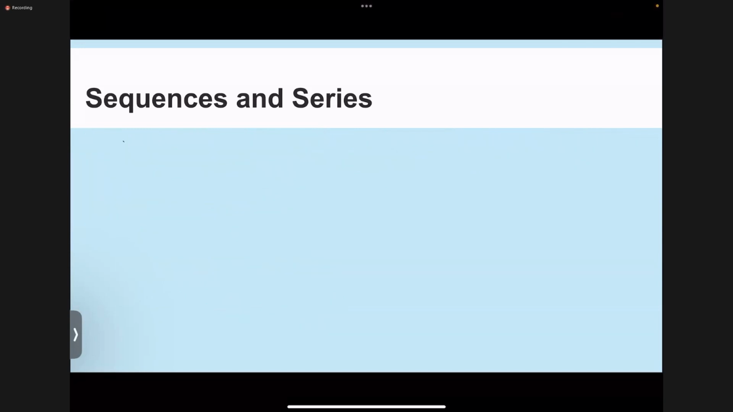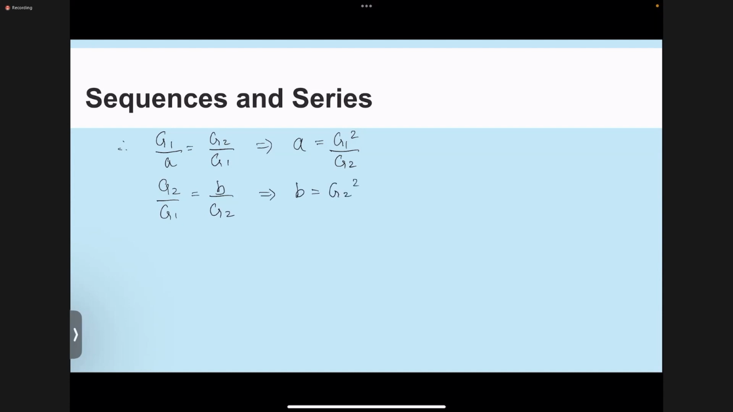So therefore, if you consider G1 by A is equal to G2 by G1, okay, this will eventually give you A is equal to G1 squared by G2. And similarly for B, you have G2 by G1 is equal to B by G2. So this will give you B is equal to G2 squared by G1. Okay.